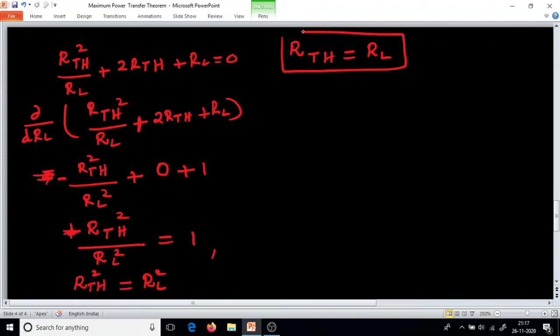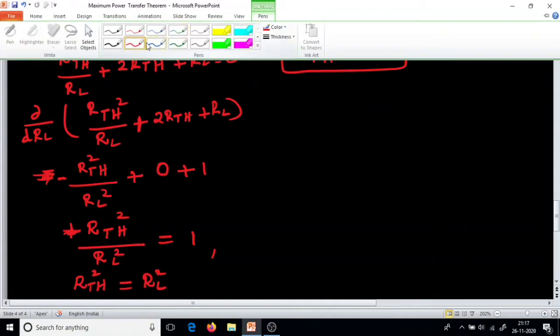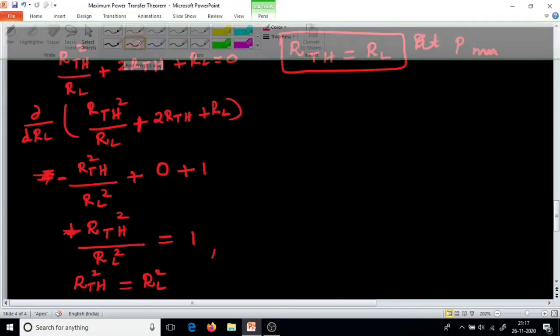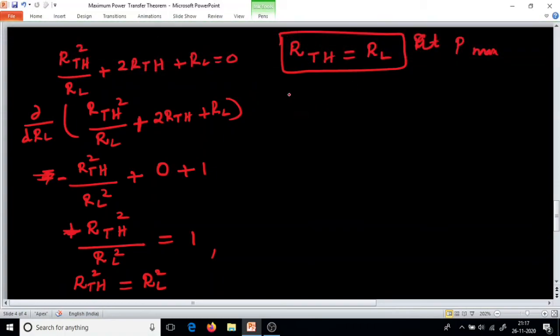We got, at power maximum, Pmax, at Pmax RTH equal to RL. Now we got the relation. Now what we will do, we will go back to the equation of Pmax. We have to find it out. When RTH equal to RL, maximum power is delivered to the load. So Pmax equal to whatever the Thevenin circuit we have drawn. What is the Thevenin circuit we have drawn?